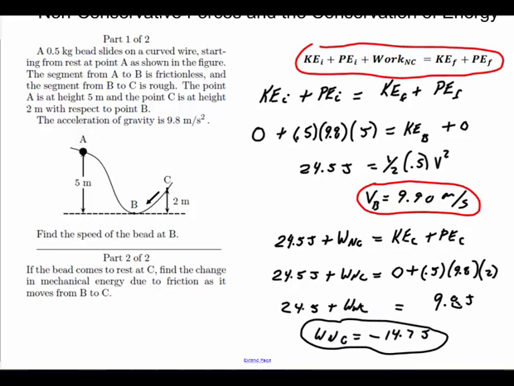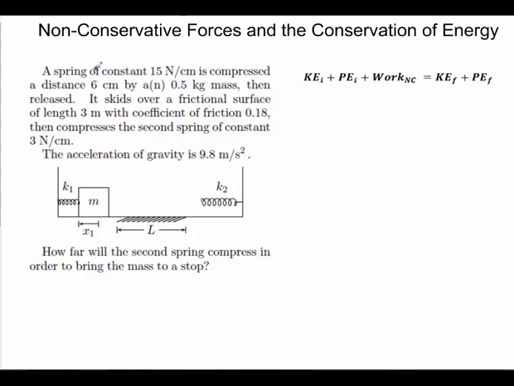Okay, let's look at one more. Here you have a spring constant of the spring of 15 newtons per centimeter. Now note this is in centimeters, so be careful there. It's going to be compressed 6 centimeters. This mass is 0.5. You're going to release it, and it's going to slide across. It's going to hit this frictional section here, which is going to make it slow down, and then it's going to hit this spring. Now this spring also has a different K value of 3 newtons per centimeter.